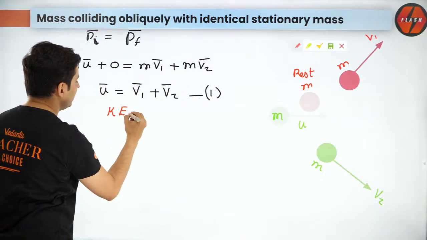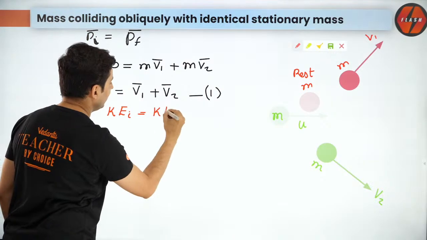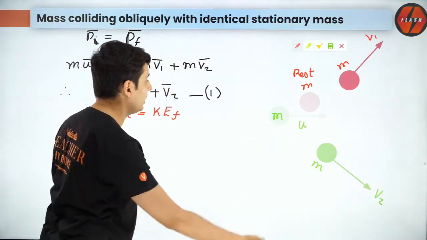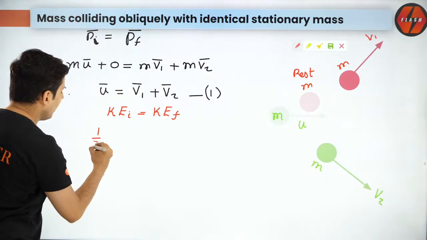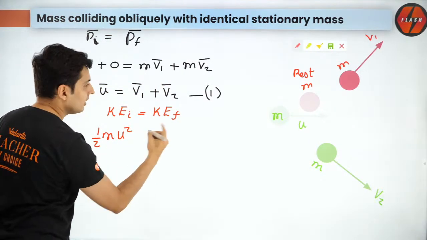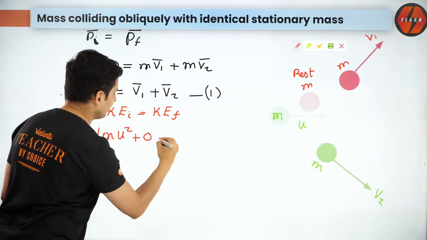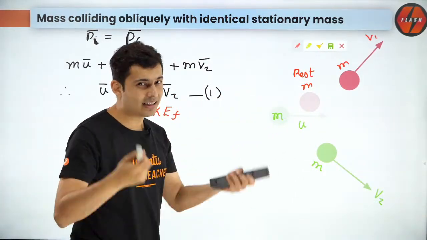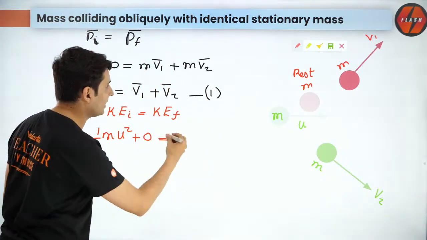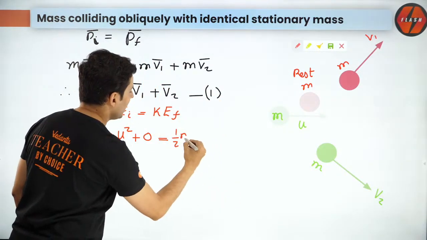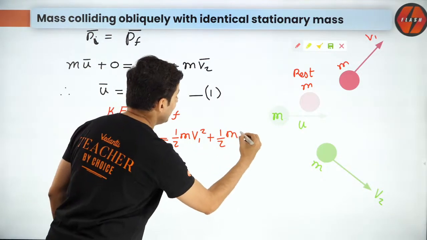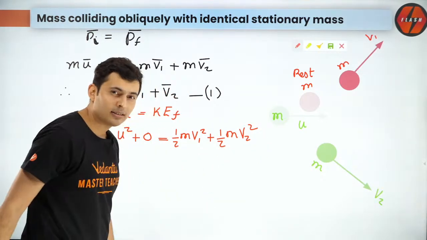Kinetic energy initially is equal to kinetic energy afterwards. What is the initial kinetic energy? Tell me. Initial kinetic energy is half m u square, the other guy at rest. That is equal to the final kinetic energy. Direction does not matter. Kinetic energy is a scalar quantity. Do not forget that. So half m v1 square plus half m v2 square.